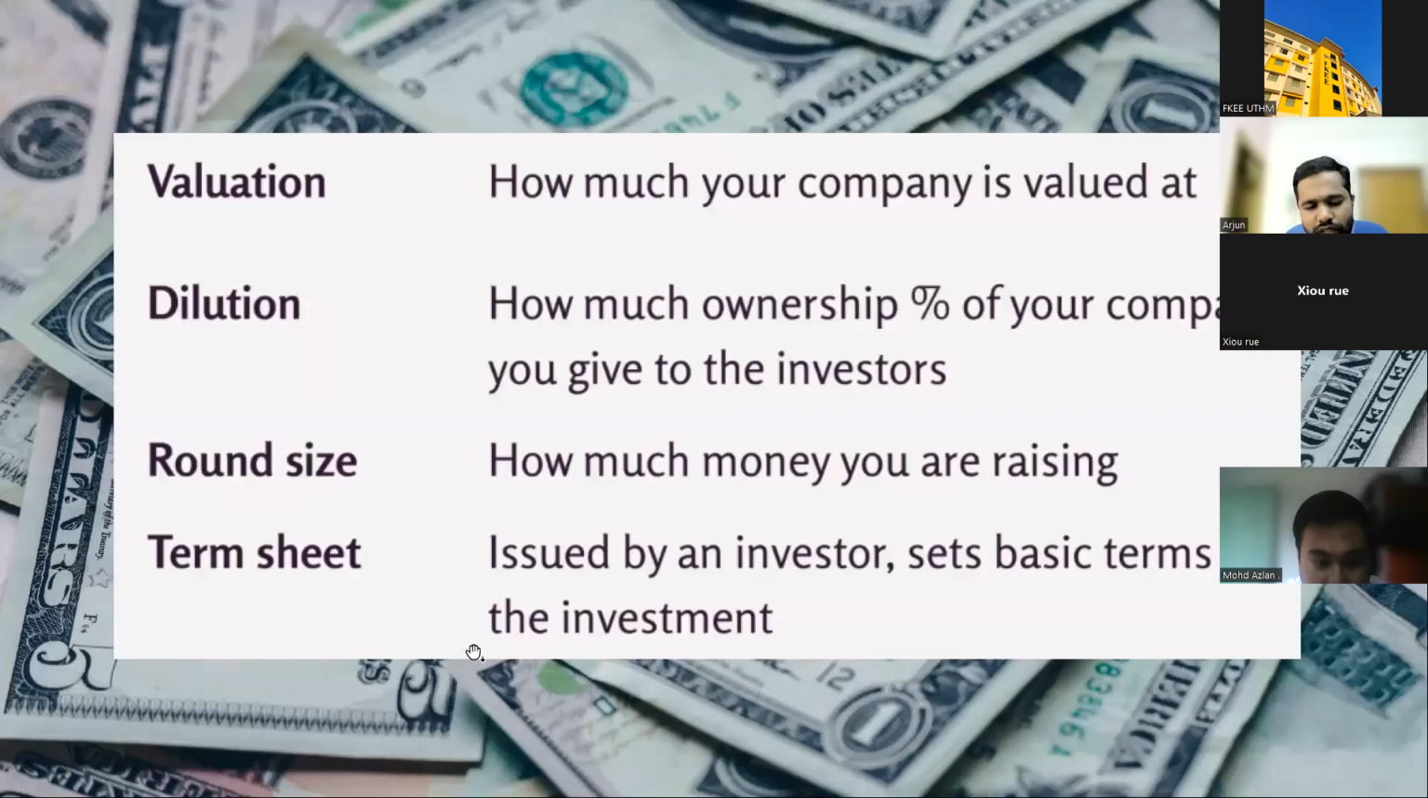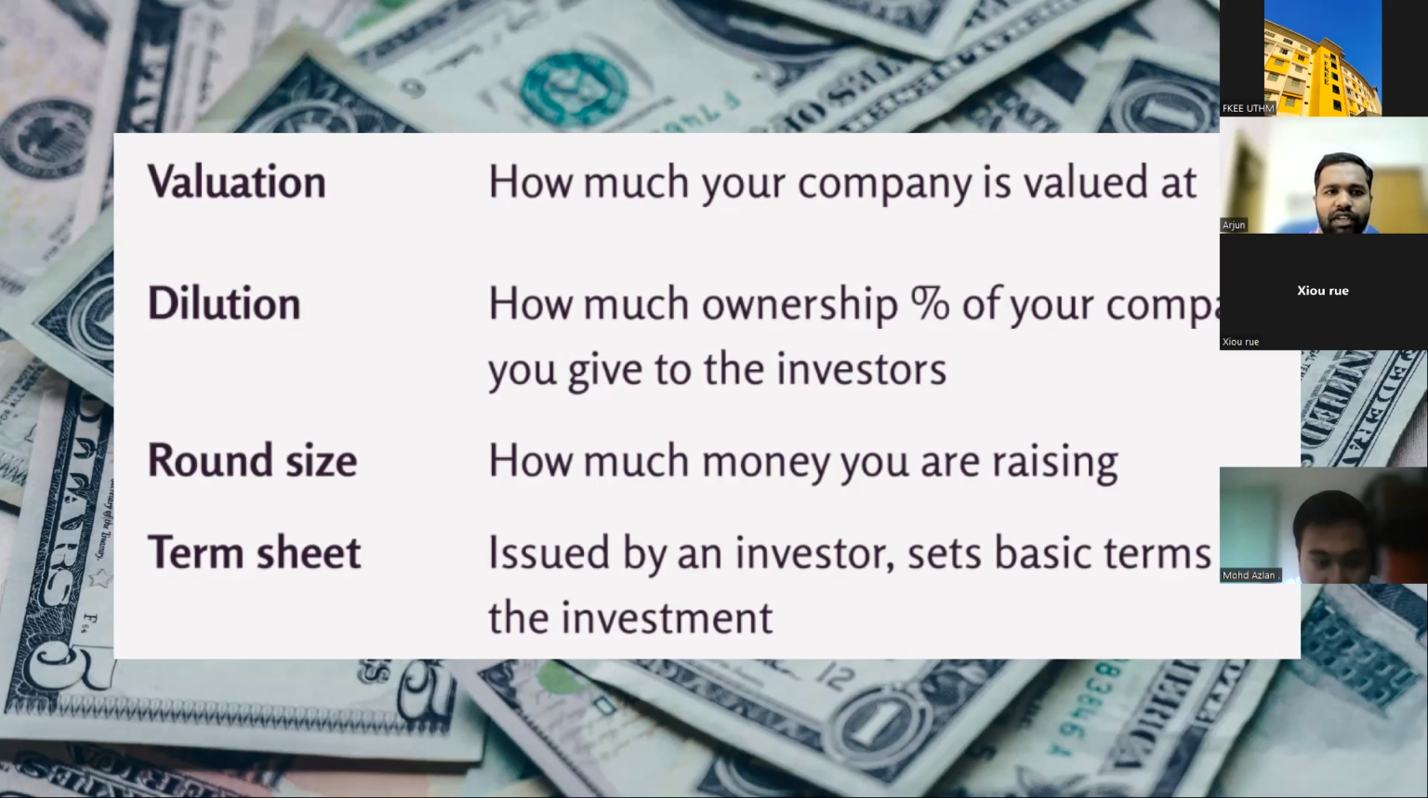So there are some important terms that you also need to understand if you are looking at investments. Some important terms are valuation, dilution, round size, and term sheet. So valuation is very simple: how much your company is valued at. For example, if the investor is giving you $1 million, and if the investor is asking for 10% of the company, then it means the investor is valuing your company at $10 million. So that is the simple mathematics behind this.